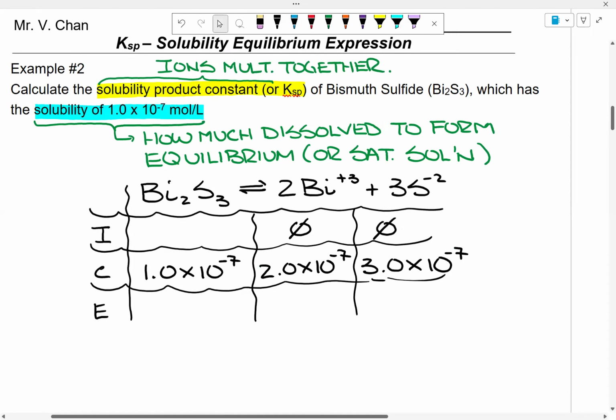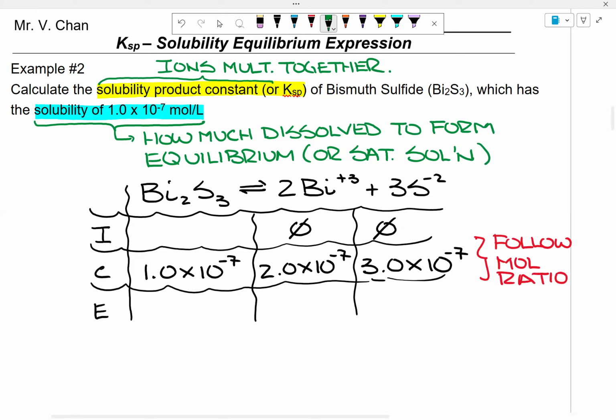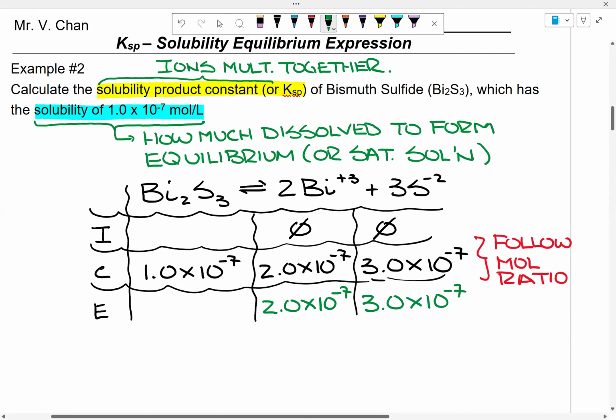Now, again, in this particular case, you have to follow mole ratios. And so as a result, this would be 2.0 times 10 to negative 7, and this would be 3.0 times 10 to negative 7. Notice I didn't fill anything in for the bismuth sulfide because it's a solid, so we don't need to worry about its concentration.